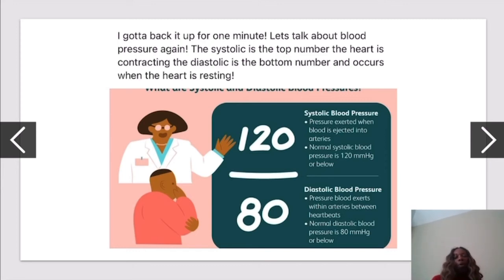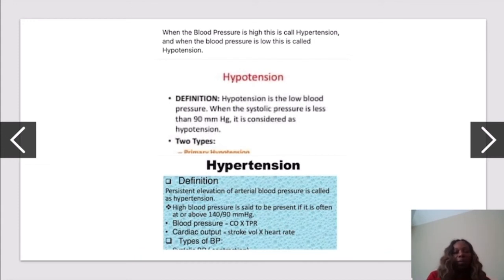80 or below. When the blood pressure is high, this is called hypertension, and when the blood pressure is low, this is called hypotension. Hypotension is the low blood pressure. When the systolic pressure is less than 90, it is considered to be hypotension. Hypertension is persistent elevation of arterial blood pressure. High blood pressure is said to be present when it is often at or above 140 over 90.